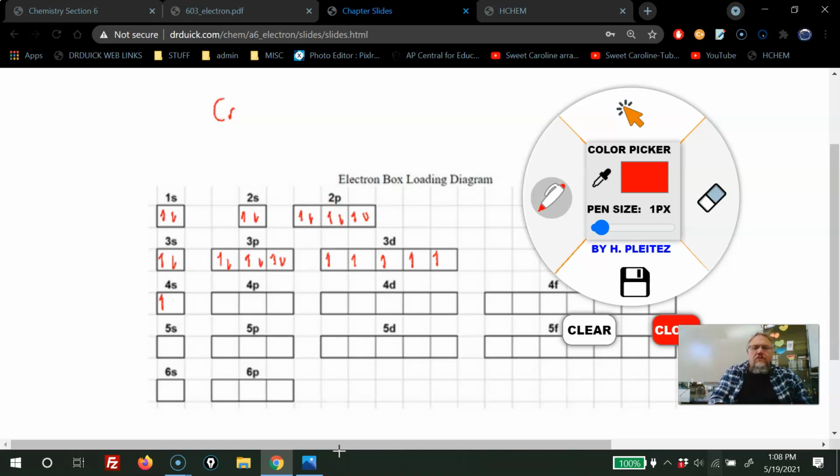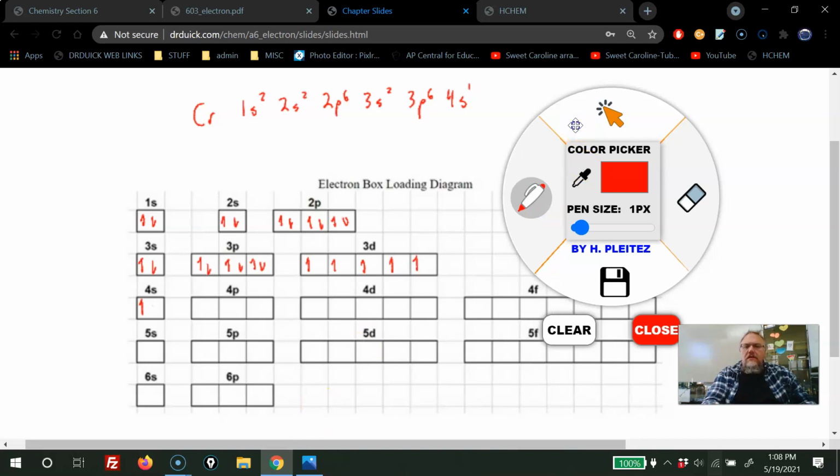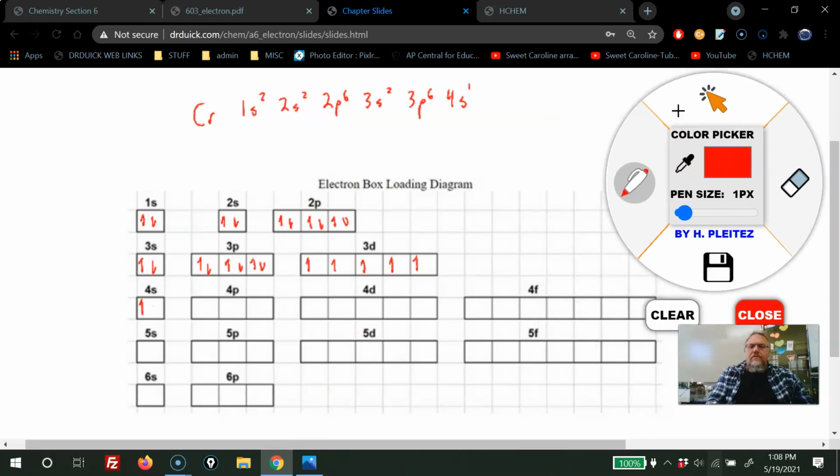So the electron configuration for this, and I'm going to write this out longhand. We go 1s2, 2s2, 2p6, 3s2, 3p6. Now, there's a couple ways you can do this. One is you're supposed to put the 3's next because that's in order. But you could also just write it 4s1, then 3d5. Or you can write it, I do it this way because it's the way we're loading it, but it's mostly known as this.